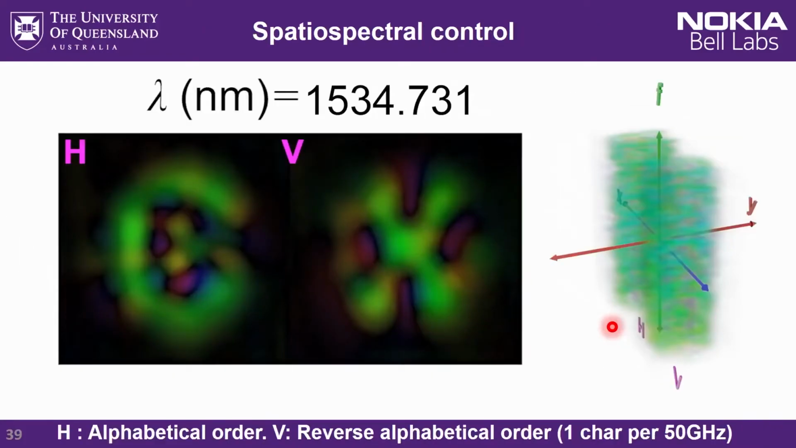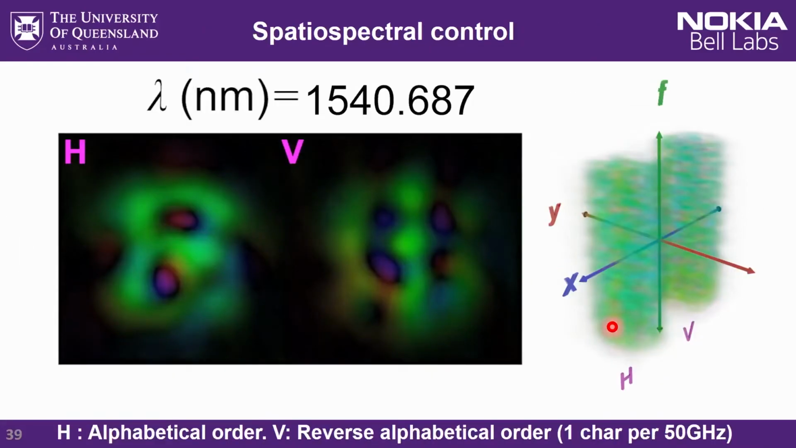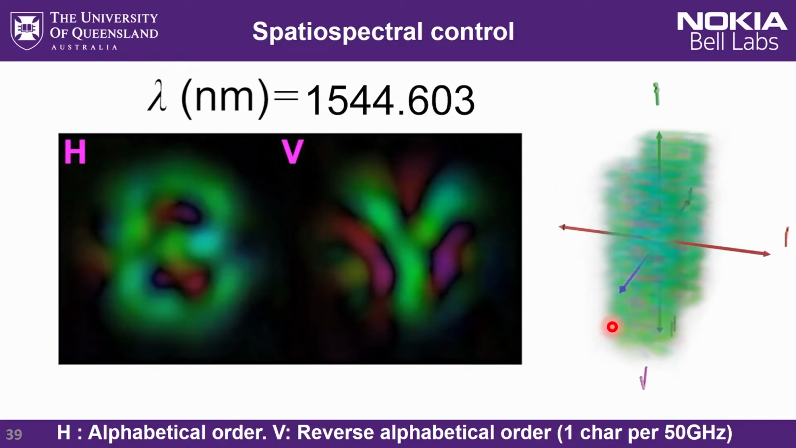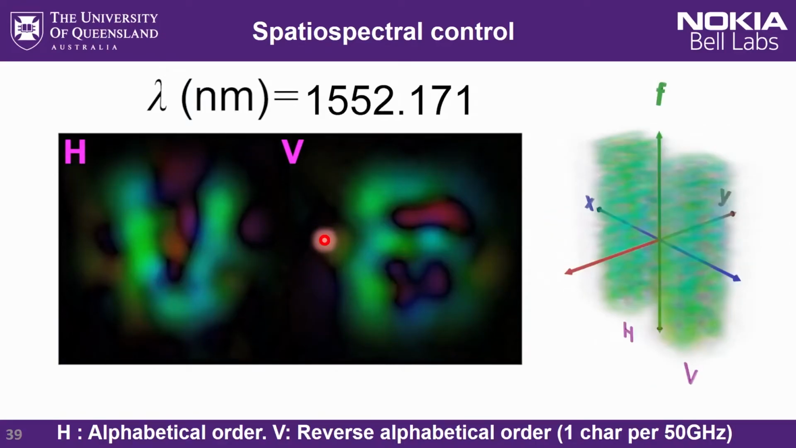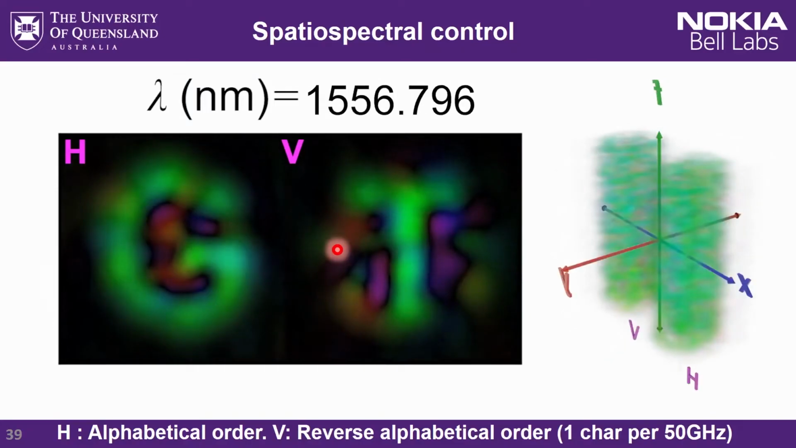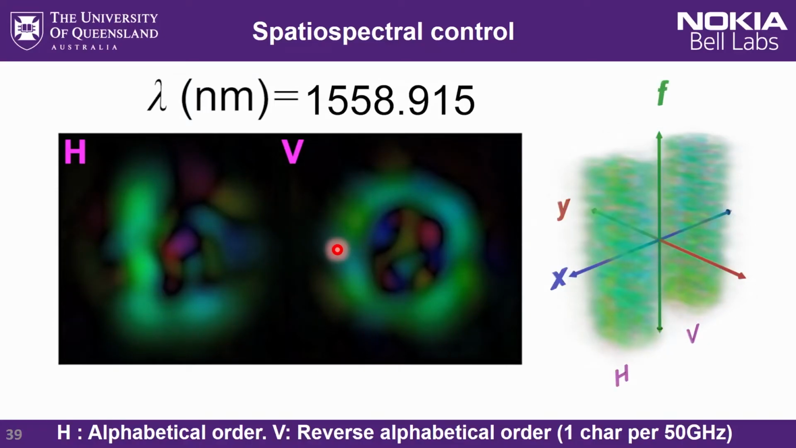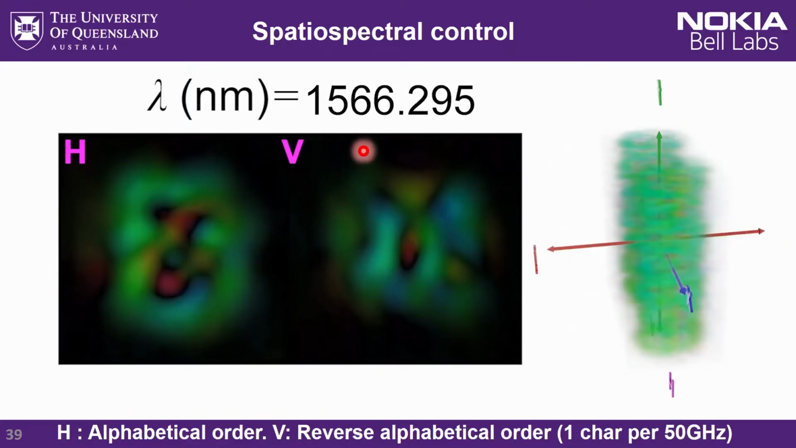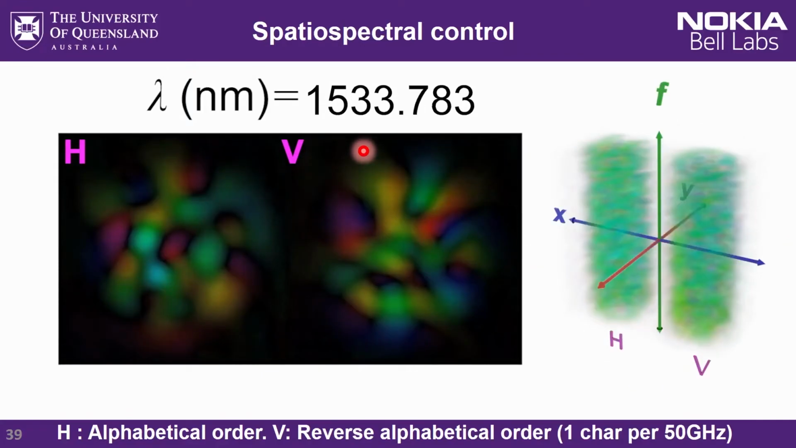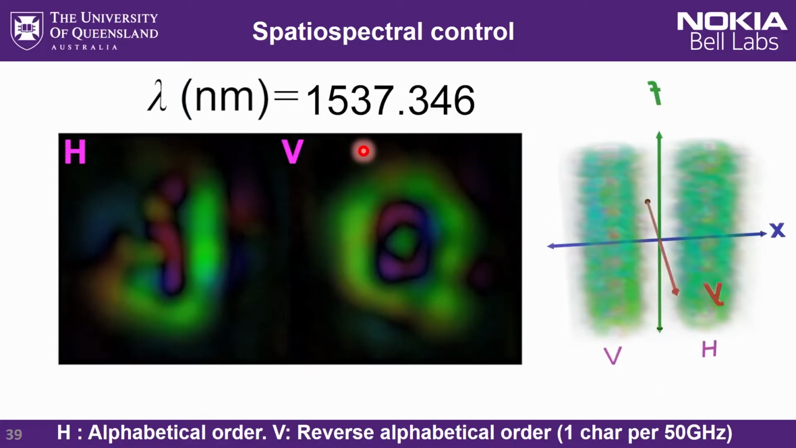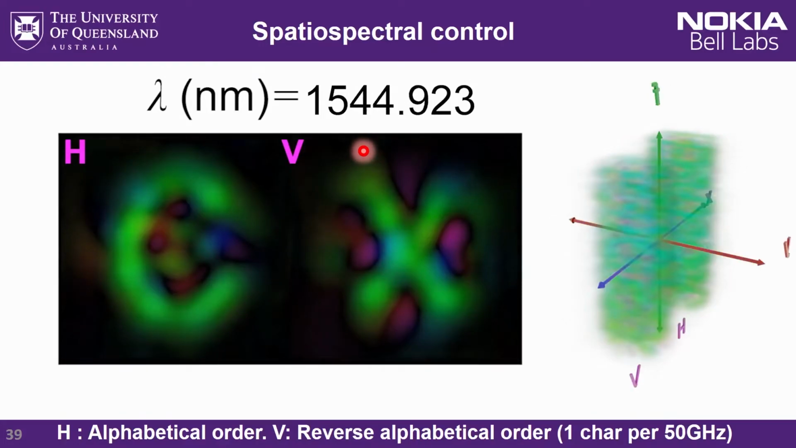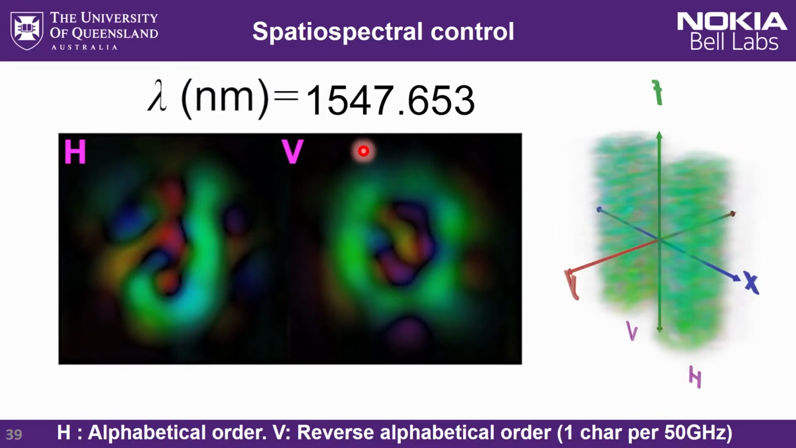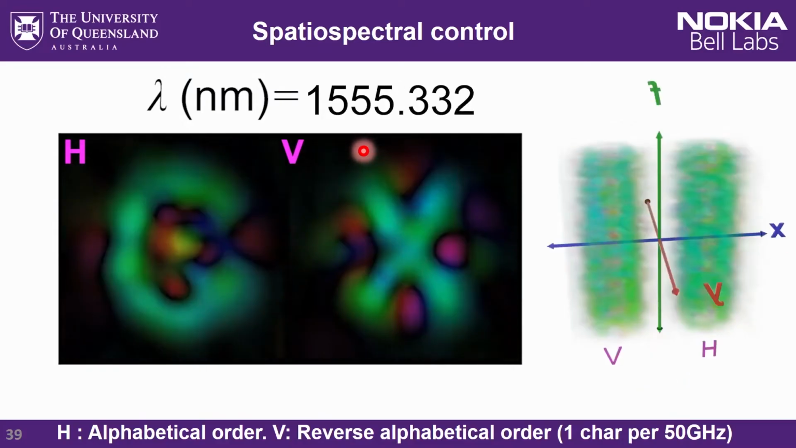Firstly, a spatio-spectral pattern. Here we generate the English alphabet in the H polarization state and the reverse alphabet in the V polarization. Each pattern has a spectral bandwidth of 50 GHz. The bandwidth of the source is 4 THz, so we can actually repeat this alphabet in a cycle. The overlap integral between the measured patterns and the predicted patterns is about 85% across all the wavelengths, which is a very good value.